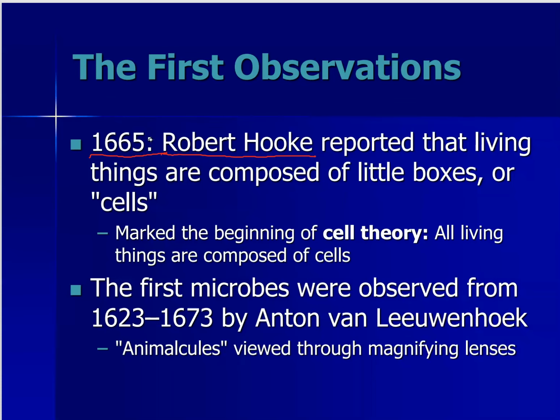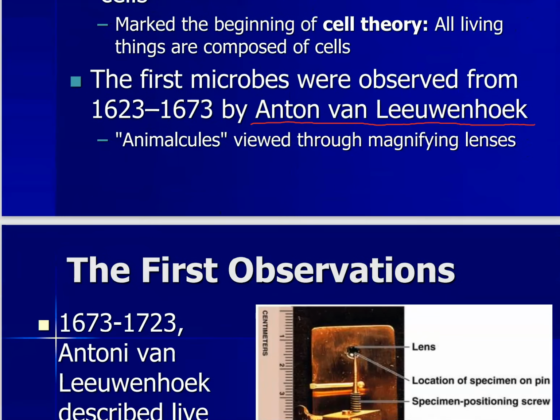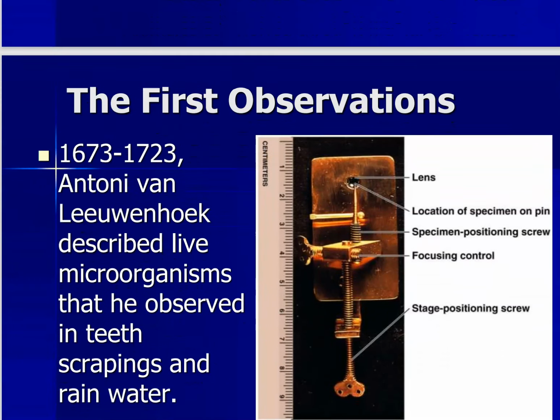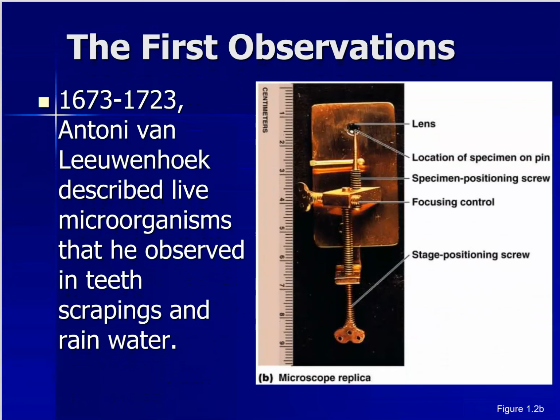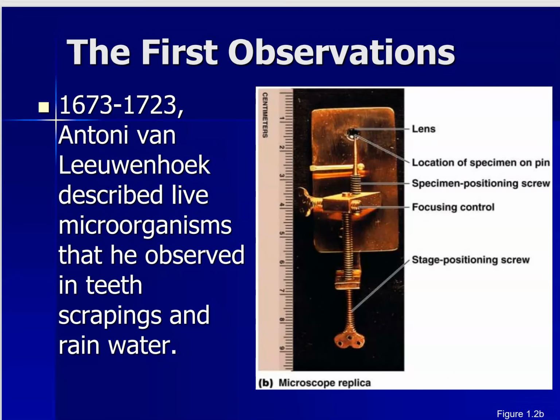Cellula, he called them, little rooms or little boxes. And then the first observations were done by Anton van Leeuwenhoek, who actually manufactured the first very basic microscope, and he was able to see something with it. So Anton van Leeuwenhoek is credited with the first microscope. It probably looked something like this, very basic, very mechanical, but kind of interesting.